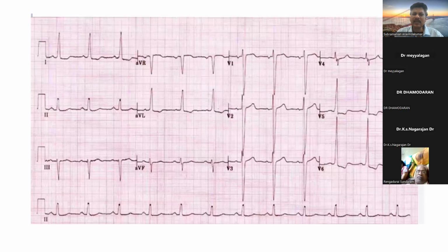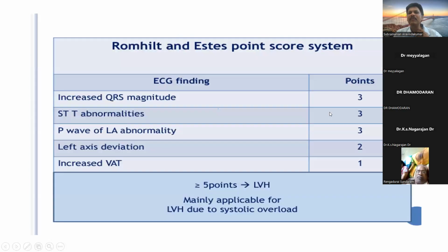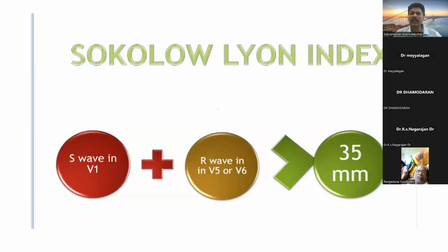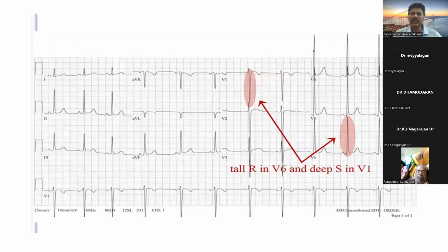See here in this ECG, 1, 2, 3, 4, 5. So here itself, more than 25, yes. And R wave in V5, V6, more than 25. It is 50 millimeter. So here, more than 35 millimeter itself, we call it LVH. In that ECG, it was 50 millimeter. So now you know how to calculate LVH. See here, LVH: tall R in V5, V6 and deep S in V1. If it is more than 35 millimeter, we call it LVH.